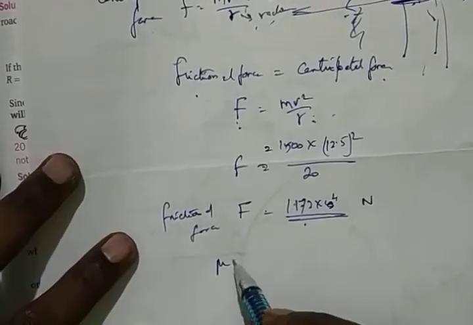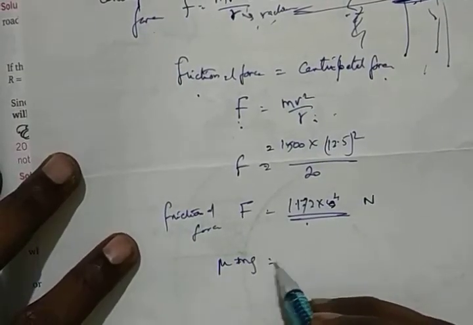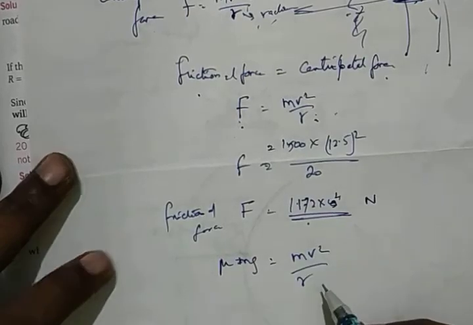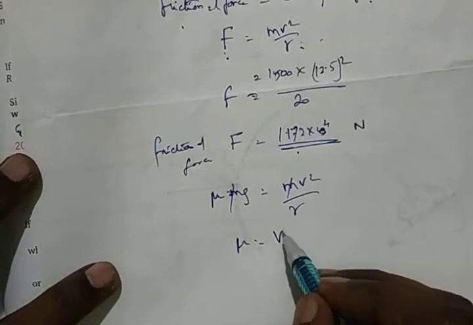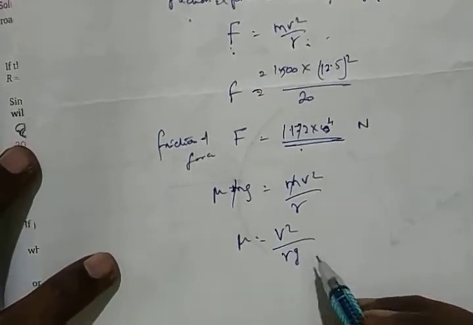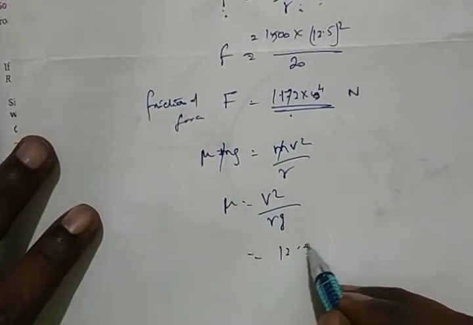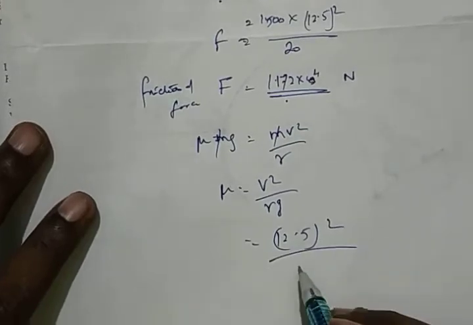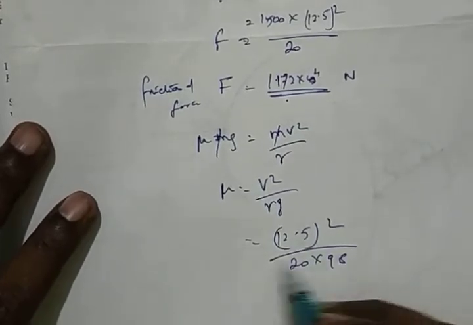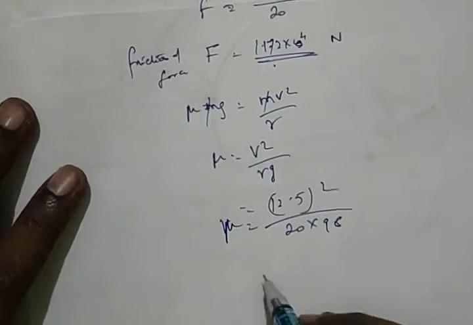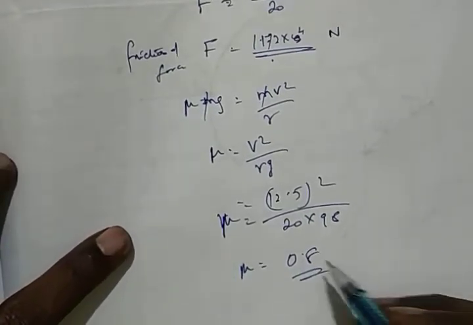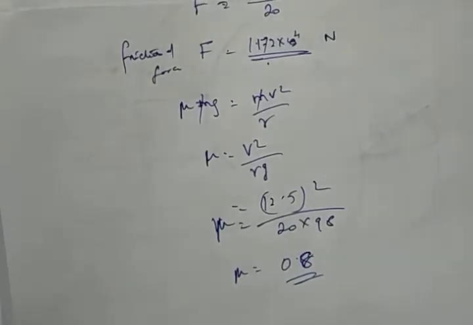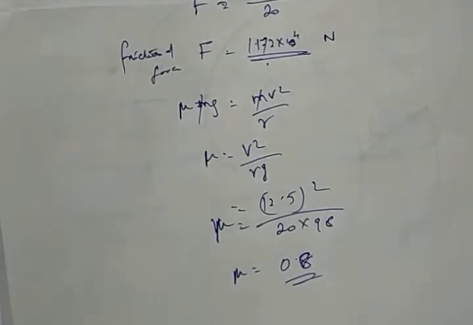So mu into m into g is going to be equal to mv squared by r. Mass gets cancelled out. So mu is going to be equal to v squared upon rg. So 12.5 the whole squared upon radius 20 into 9.8, and you will get mu. If you do the calculation, it will be 0.8. Quite simple. These questions are not tough, very simple, but they just have to be pointed in the right direction. You will be able to do it.